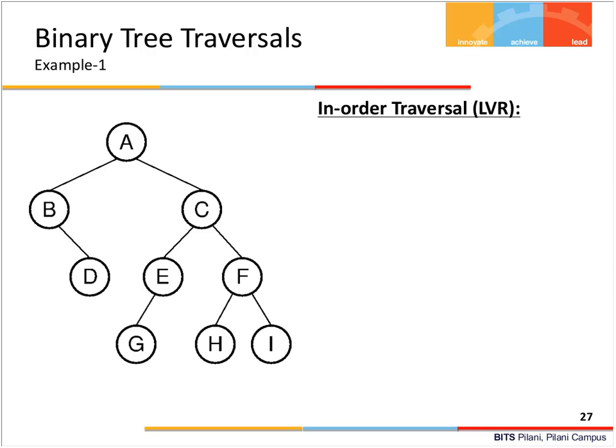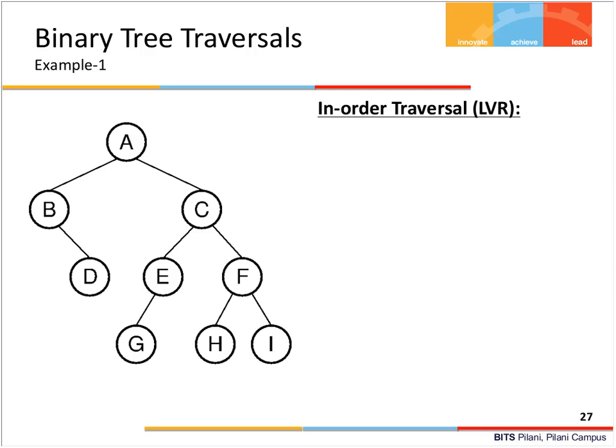Okay, so L is done, V is done. Now I will go to the right side of D, which is also null. So far I have printed B and then D. When I am done with it, you can see that I am done with the left child of A, right? I am done with the left subtree of A rather.